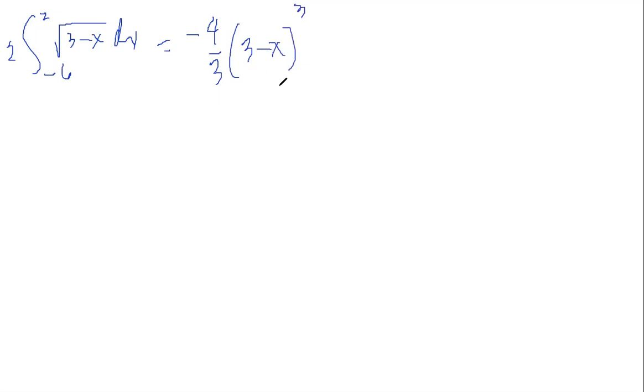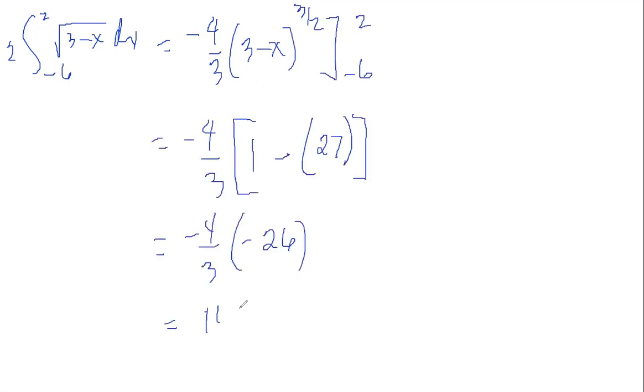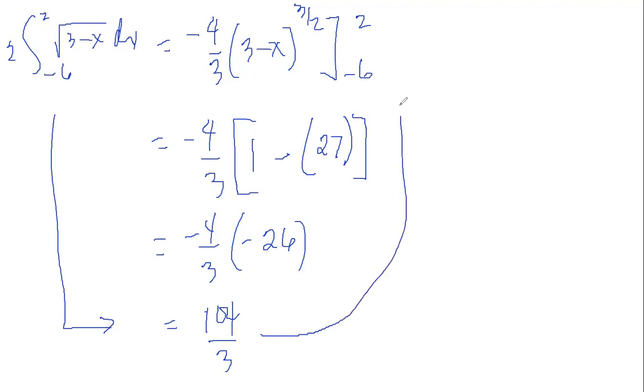And let's simplify negative 4/3 times, okay, let's substitute 2. So this becomes 1, and 1 raised to 3 halves is 1, minus negative 6. 3 minus negative 6, that's 9. Square root of 9 is 3. And cube of 3 is 27. Okay, here we go. So this becomes negative 4 over 3 times negative 26. And this becomes, what's this, 104 over 3. So 104 over 3 is equal to the second term of the integral of a sub 1.